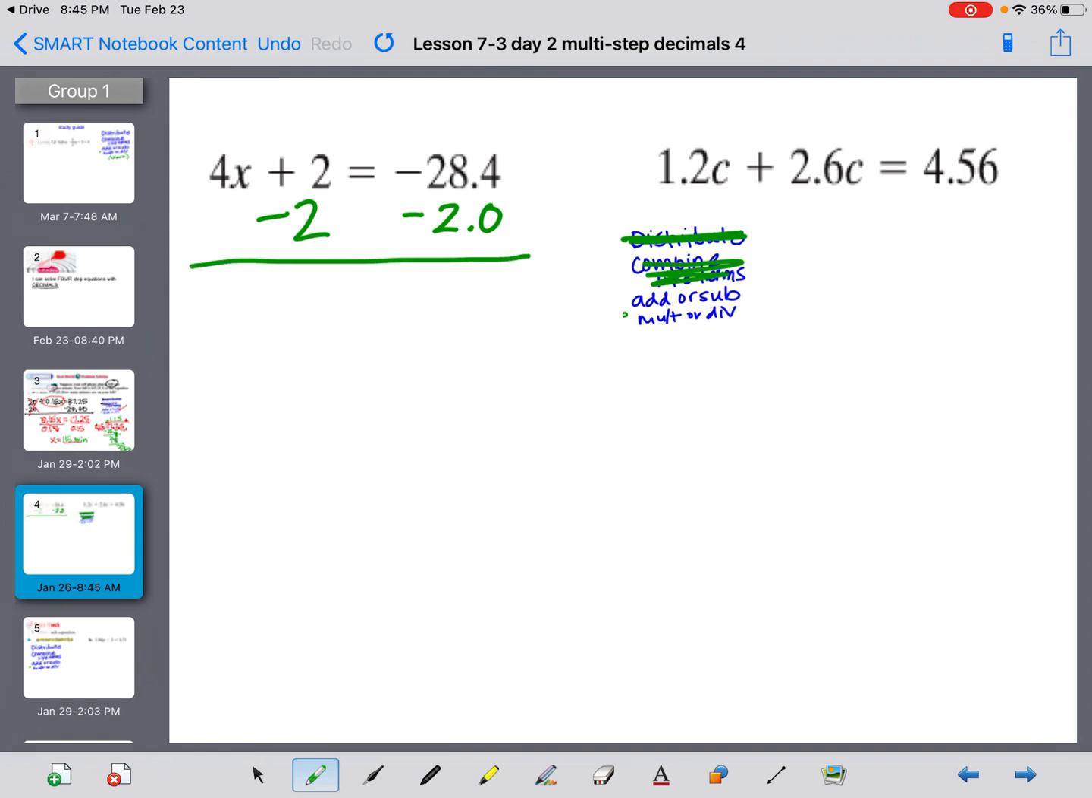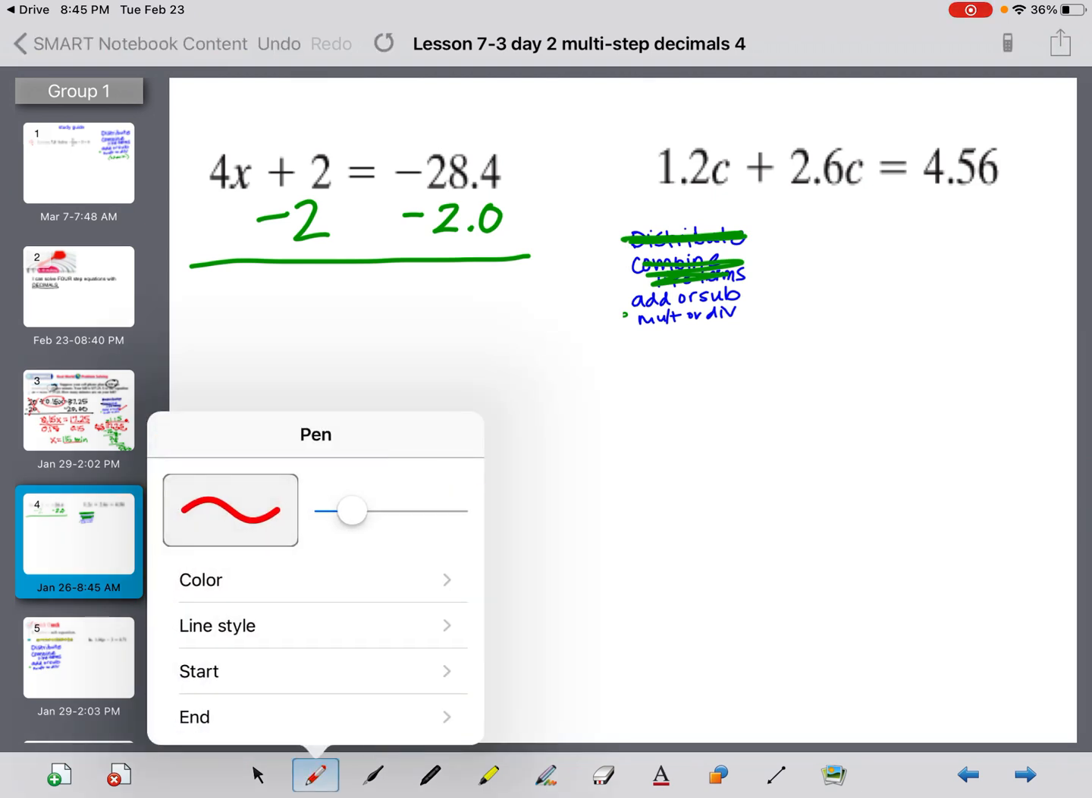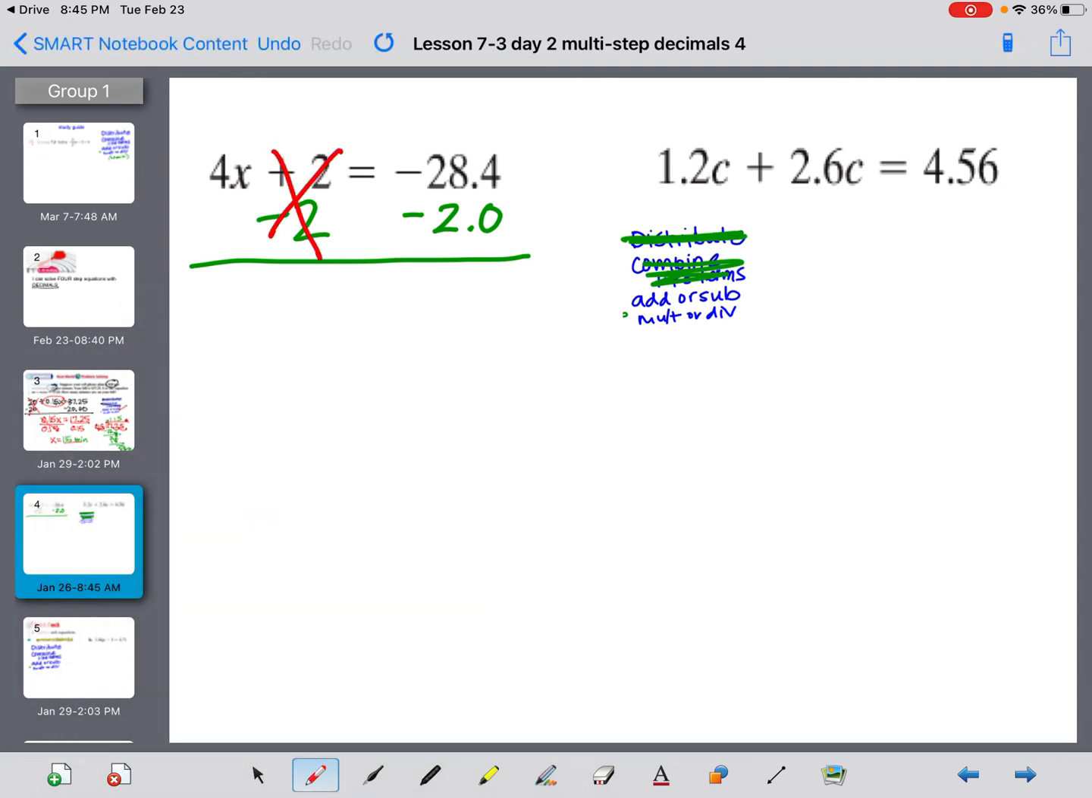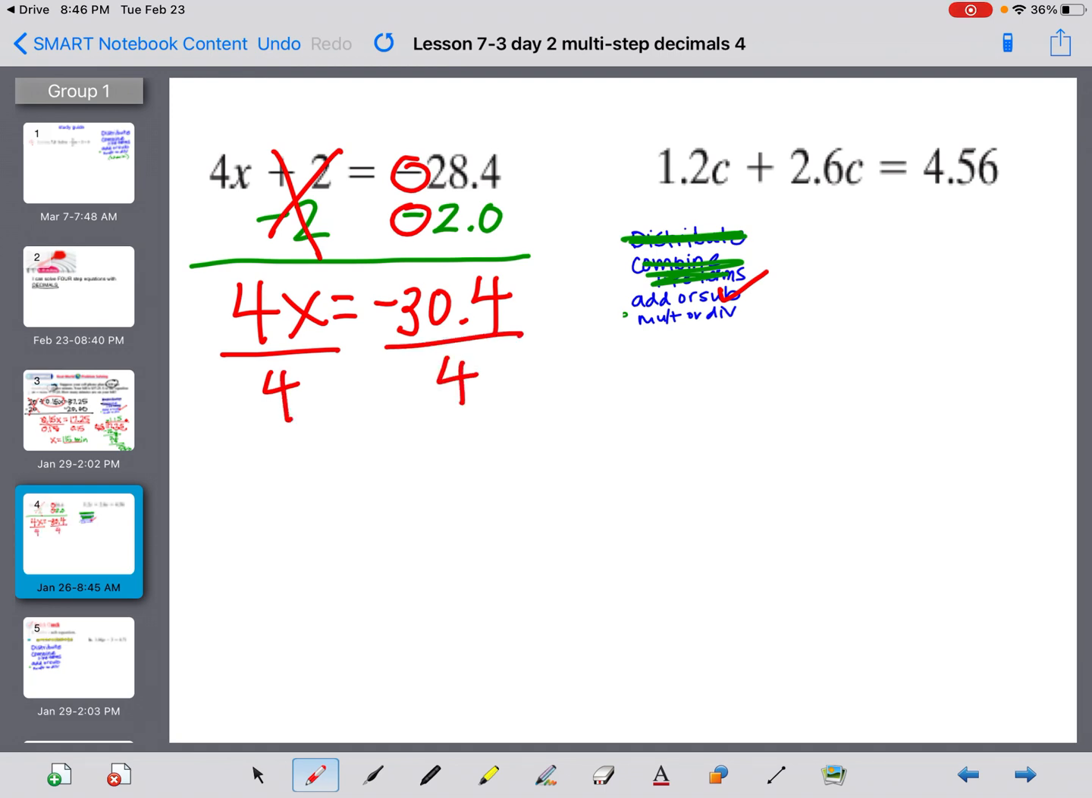Pause here and see if you can finish. Did you have 30.4 negative? Go backwards twice here. Negative, negative. Go backwards twice. Multiply or divide. Again, you might have to use that checkbox today for some side problems.